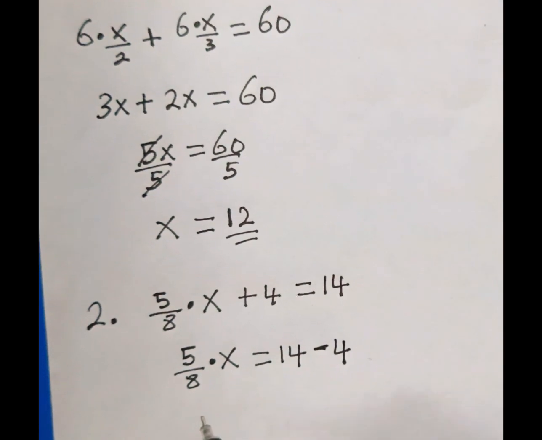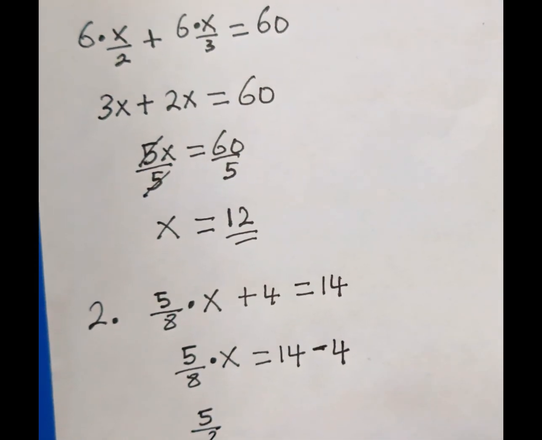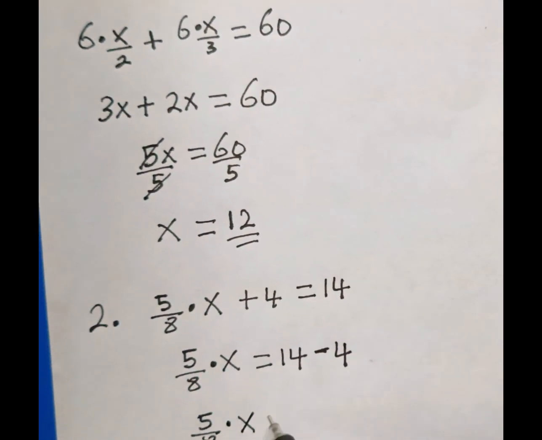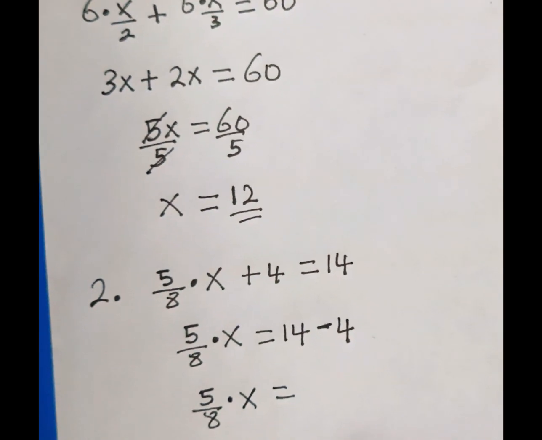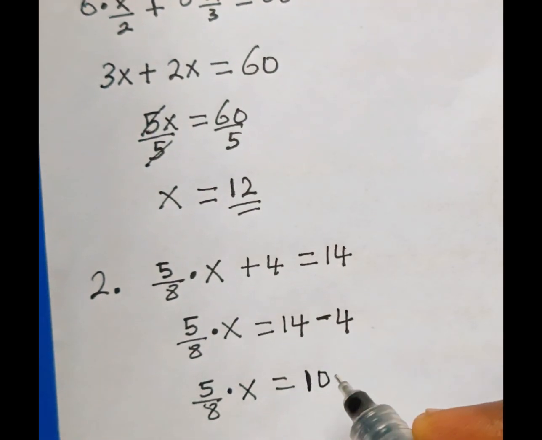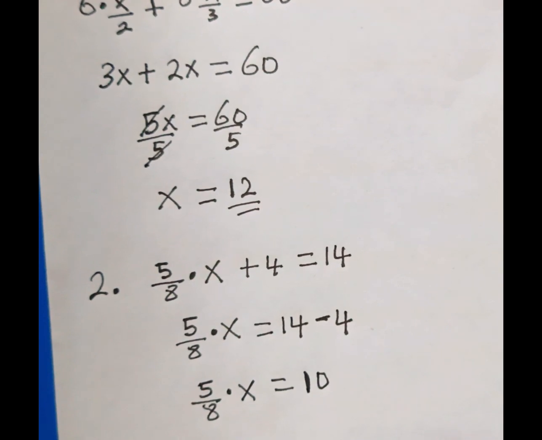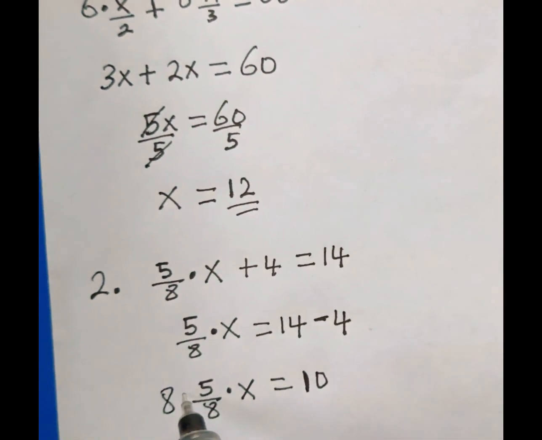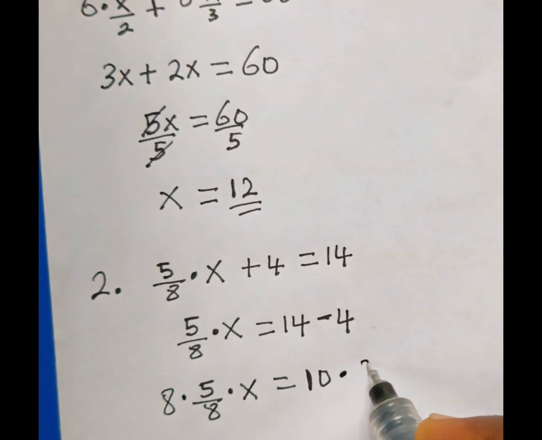Now we're going to have what? 5 over 8 multiplied by x, which is going to be equal to 14 minus 4. When you take away 4 from 14, it's going to remain 10. Now the next thing we're going to do is to clear the fraction. If you look at the denominator, we have only 8. So we're going to multiply both sides of this equation by 8. So we multiply the left hand side by 8 and also the right hand side by 8.